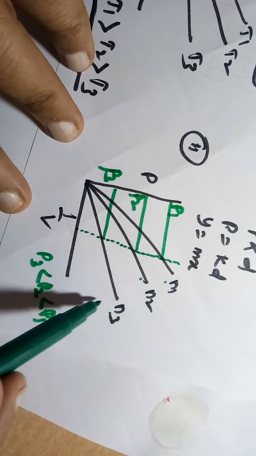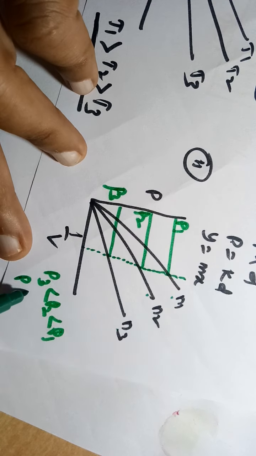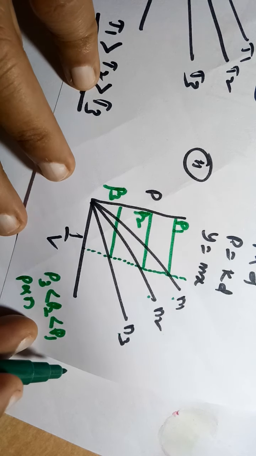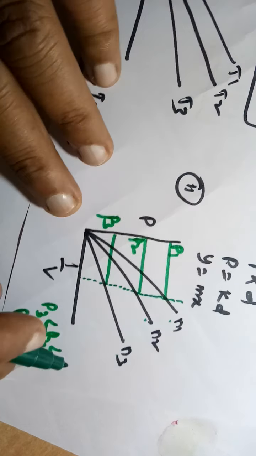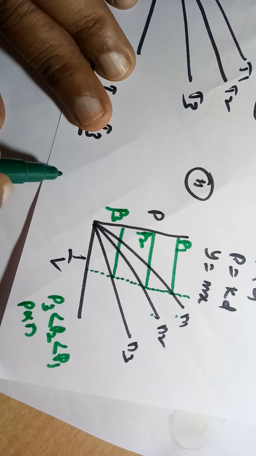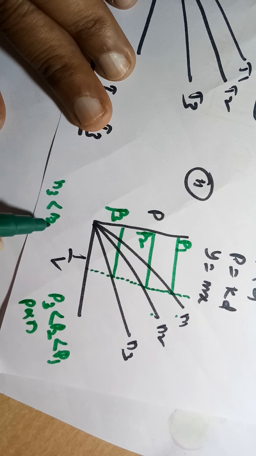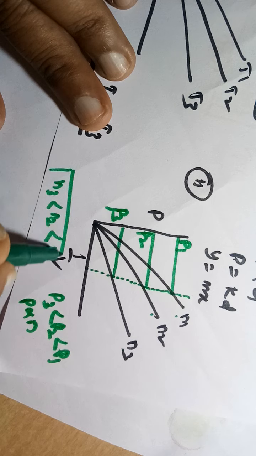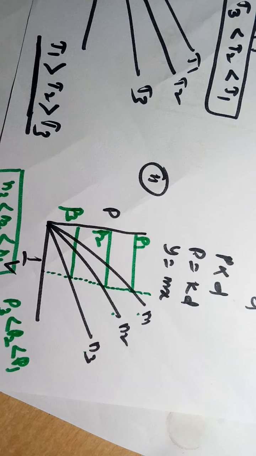Now, he is asking about the number of moles. What do we have? P is proportional to N. In the same manner as the P values are arranged, the N values are present. So that's why N3 is less than N2, which is less than N1. So this is the relation among these.